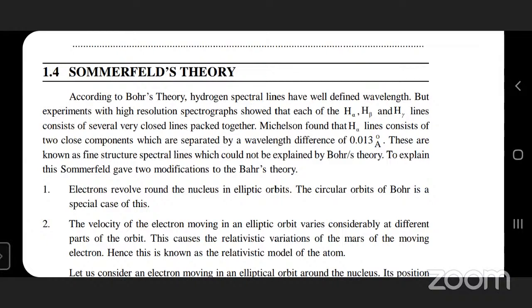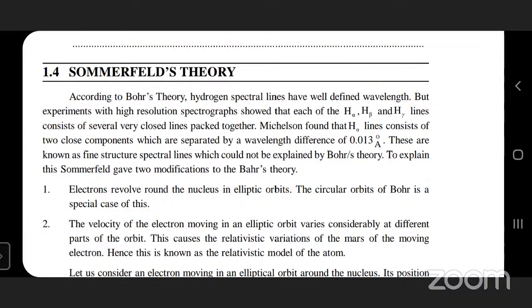So is Bohr's explanation sufficient for explaining all these categories? Not at all. Why? Because it failed here. So later on, Sommerfeld entered this concept to explain that the hydrogen spectral lines have well-defined wavelengths, but according to experiments with a high resolution spectrograph, the hydrogen spectra, which include the line spectra, show H alpha, H beta, H gamma, H delta, like that, which are very close lines packed together.